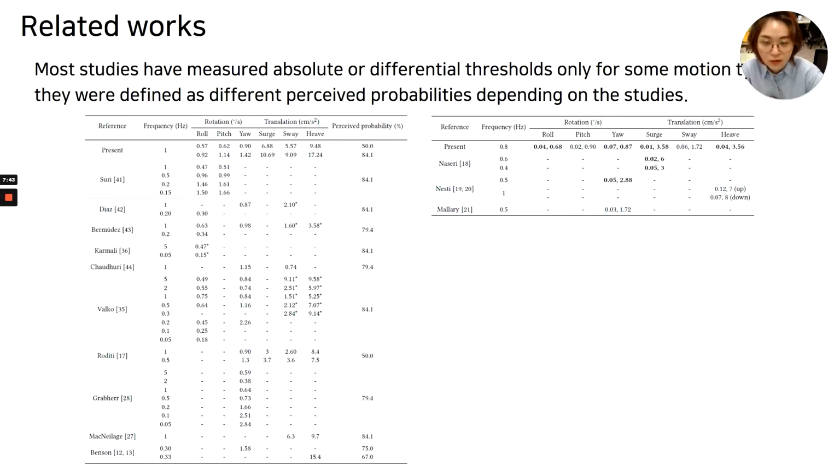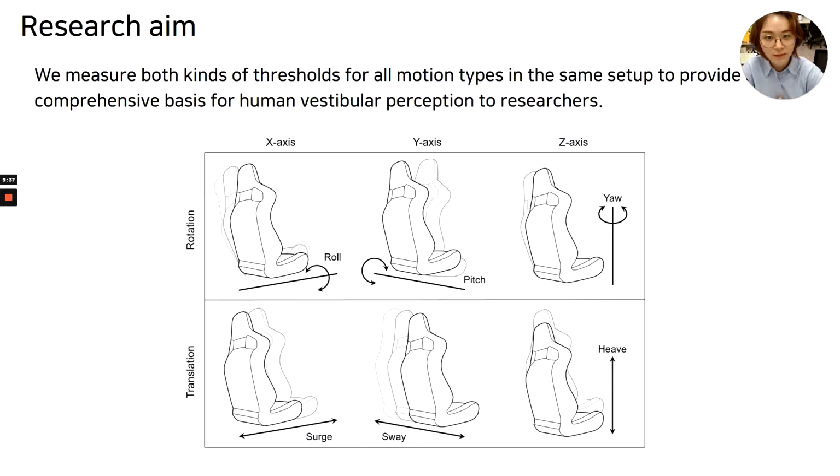When we summarize the measurements scattered across studies, please see these 2 tables. There are some blanks. To make matters worse, these studies have experimented with different experimental setups, such as motion platforms or human body positions. To provide a comprehensive basis for human vestibular perception, we measured both absolute and differential threshold for all 6 types of motion in the same setup.